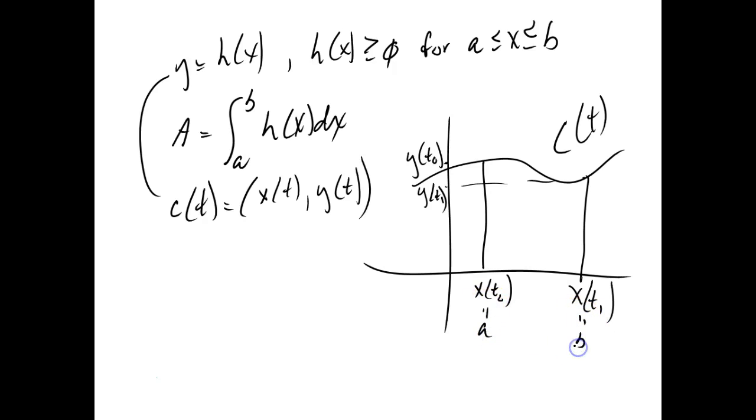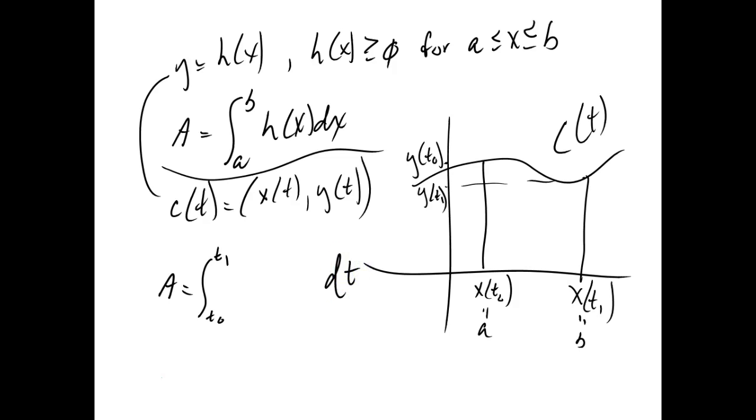Now, this is your a, that's your b. Here's the area we used before. Here's the area we're going to use now. A is equal to, now, remember this was x at t1, A, x at t2 is B. So here we're going from t0 to t1. So our d is going to be dt here.